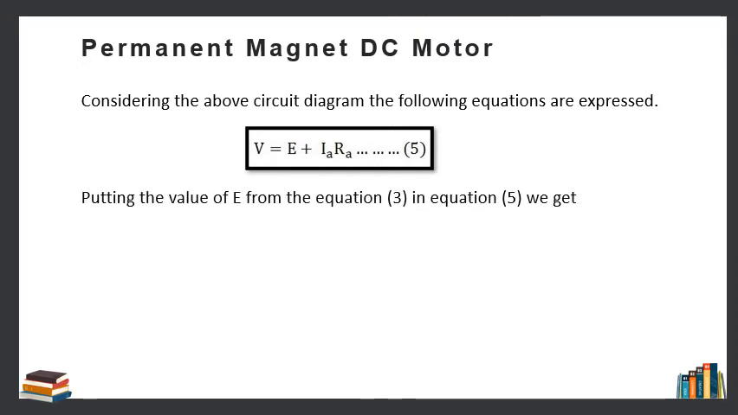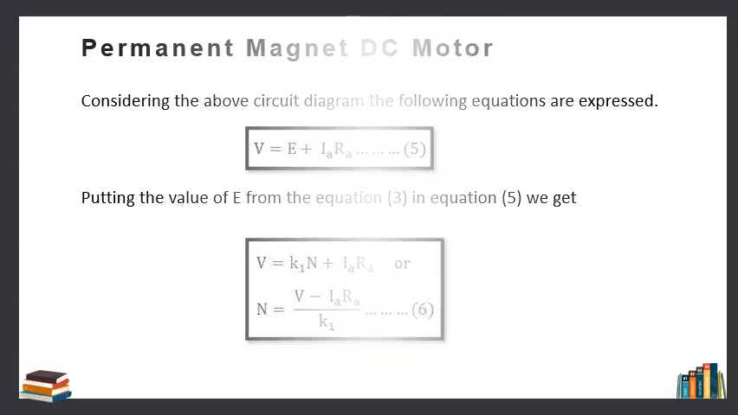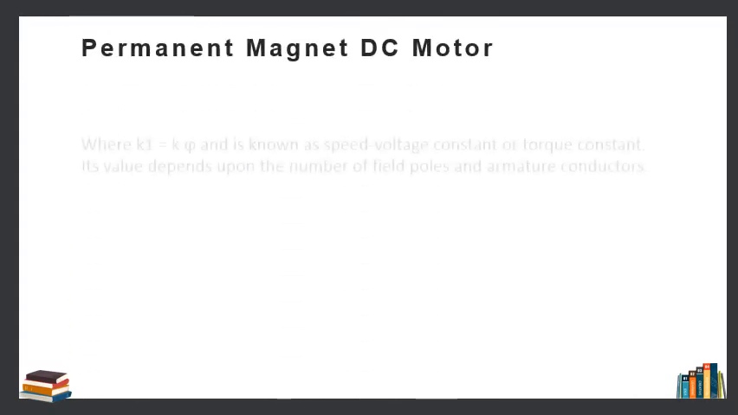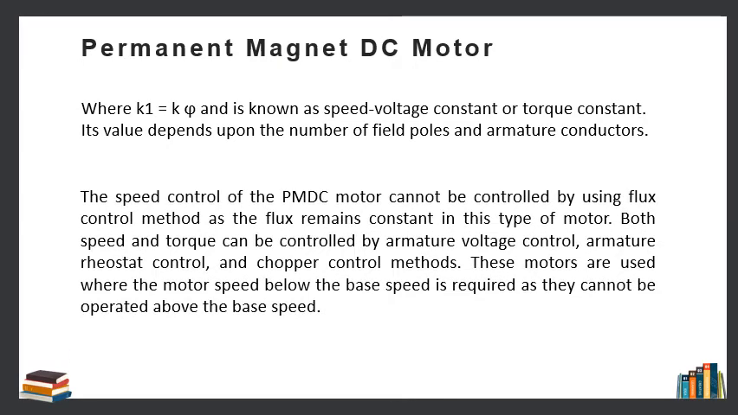Putting the value of E from equation number 3 and equation number 5, we get V is equal to K1 into N plus Ia into Ra, or we can write N is equal to V minus Ia into Ra divided by K1 in equation number 6, where K1 is equal to K into phi. N is known as the speed voltage constant or torque constant. Its value depends upon the number of field poles and the armature conductors.